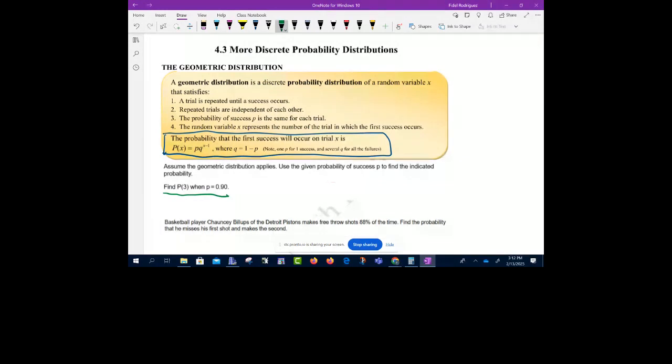Okay, so y'all, let's do a couple of things here. We know that our X number is 3. We know that our P number is 0.90. We need to find our Q number, which is 1 minus P. So my Q number should be 0.10. I'm going to use the formula that I have right here: P of X equals P times Q to the power X minus 1. And we want to find P of 3.